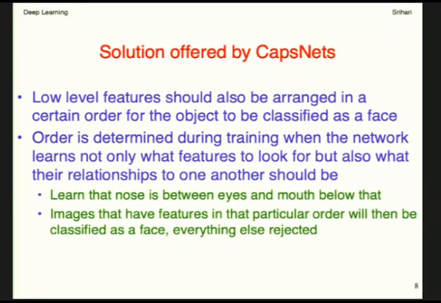They detect features and then you put it together. Features are all present, so it's got to be this. What is the relationship? Learn that the nose is between the eyes and the mouth is below that, right? It's in between the eyes and the mouth, and it's below them. And images that have features in that particular order will then be classified as a face. Everything else is rejected. So a Salvador Dali picture should be rejected rather than accepted as a face.